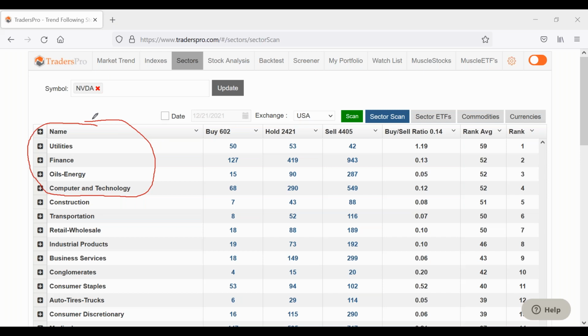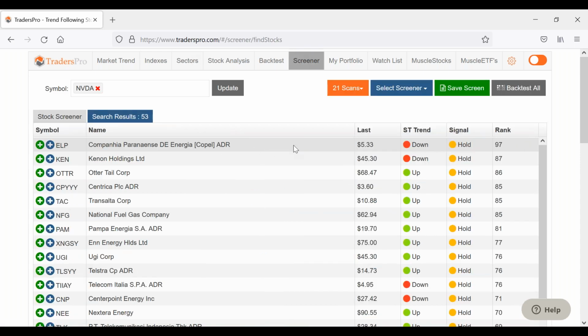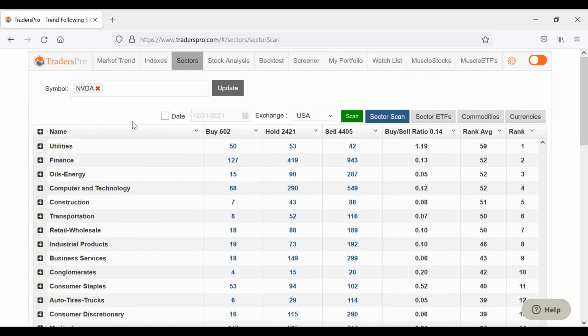However, I also don't want to have all my trades in my portfolio in one or two sectors. You want to be diversified. Now, when you click on the hold signal, typically I'll look at the stocks that are hold, because I'm looking for them to go from hold to buy. If I click on the hold on utilities right here, it's going to rank the highest stocks within those sectors. So ideally you want to be trading the highest sectors and the highest stocks within those highest sectors.